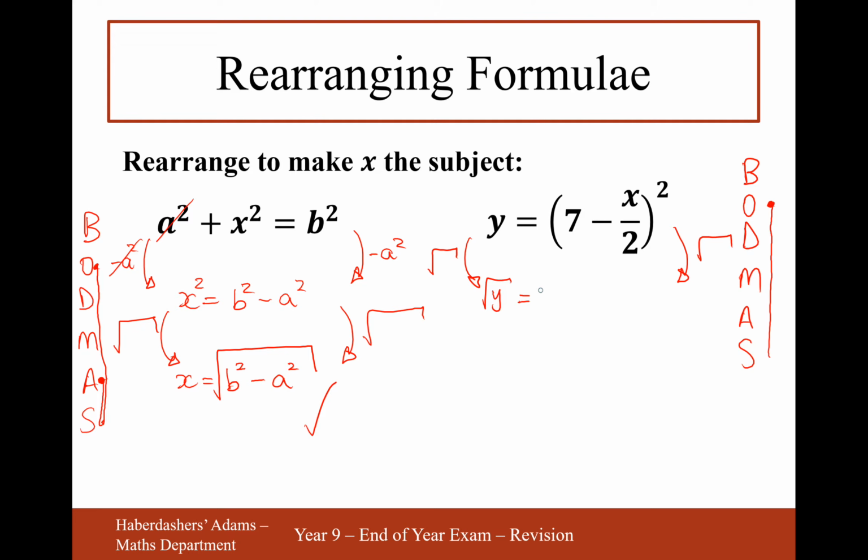On the left it will be square root of y, and on the right the square and the square root will cancel each other out. So I'll be left with 7 minus x over 2. And I'll have brackets around it, but because the whole thing is surrounded by a bracket, it's effectively useless.